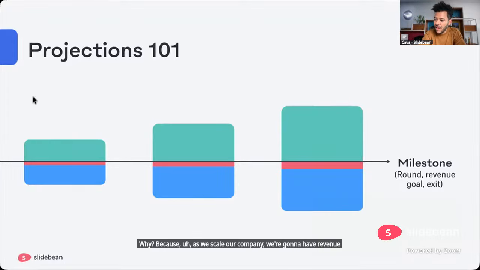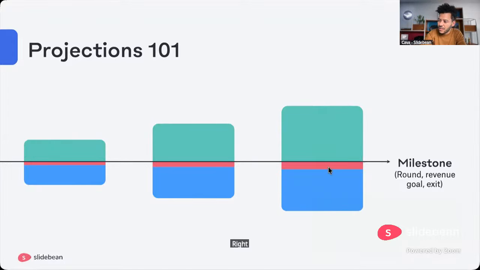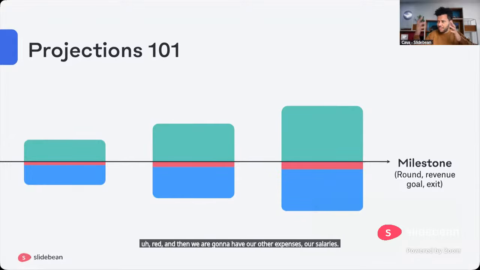That's green at the top, right? We're going to have those costs at the bottom, right? We added AWS, red. And then we are going to have our other expenses, our salaries, right? That's basically the simple visual version of what we just did.